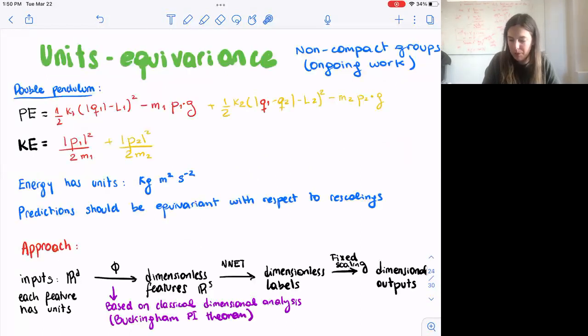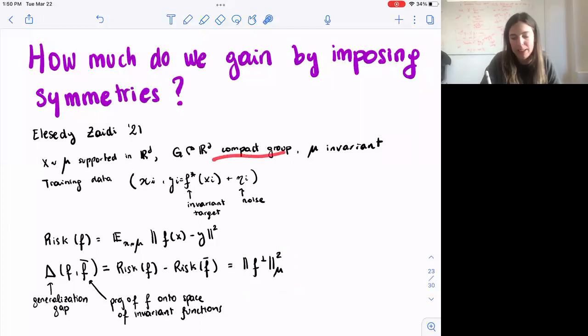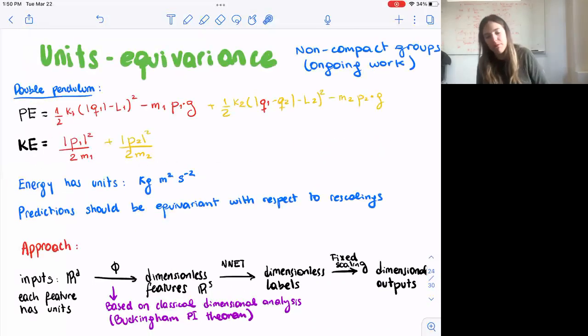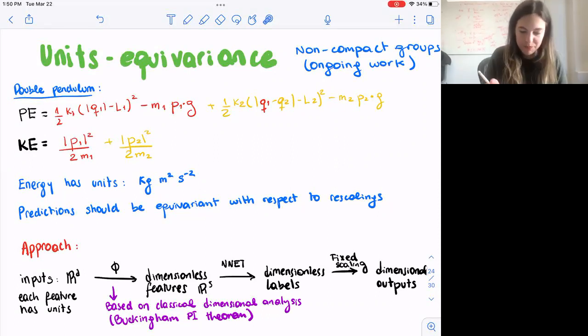But this is for compact groups. What we've been working on is to see what happens in non-compact groups, and we are writing a paper. We haven't finished it, but we are very close. What we say is, okay, if we look at specific groups that are given by these units conversions that I told you at the beginning.